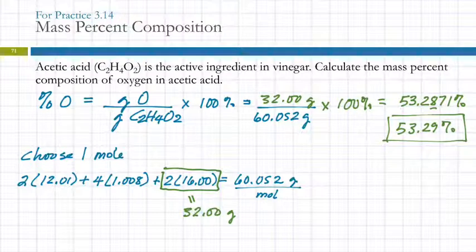In a percentage, the units go away, they cancel out, because here you have mass of one component divided by mass of the whole thing, and so those units are going to cancel out. And this is the unit on 100%, and so that's our unit here. So 53.29% oxygen in acetic acid. Any questions?